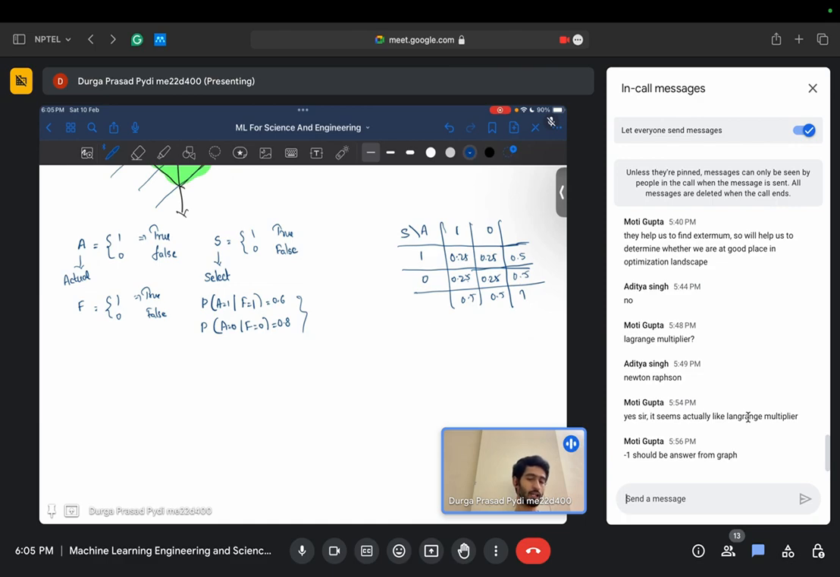The question that is being asked now is, if you already know that F equals 1, what is the probability that you will actually select 1? Can you solve this? Maybe if I formulate it in this particular way, will you be able to solve this?